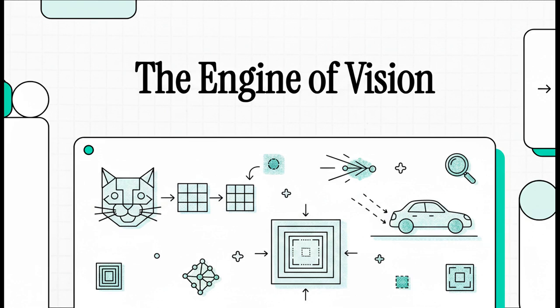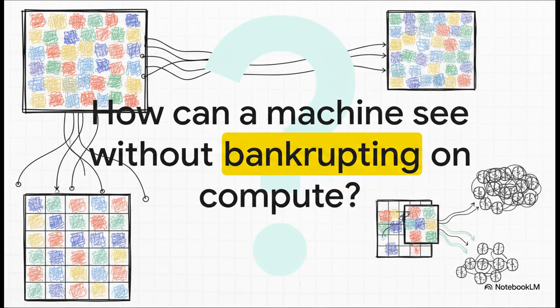But here's the thing. If you only think of it as a math equation, you are missing the real genius. Convolution is actually a set of brilliant, hard-coded assumptions that we've baked right into our AI, teaching it how we humans perceive the world. So let's think about the core problem for a second.